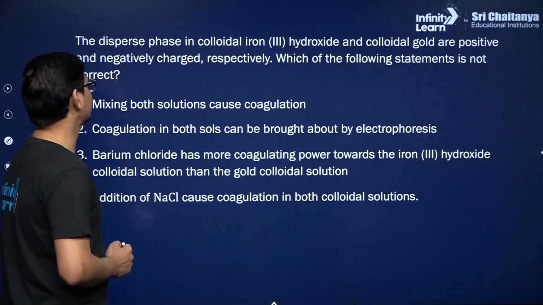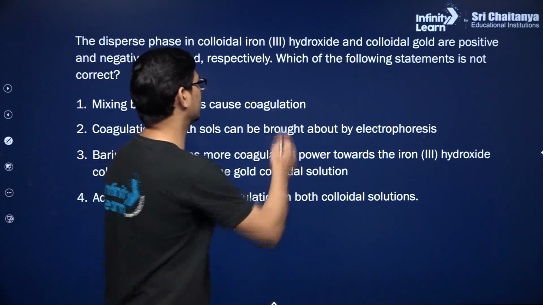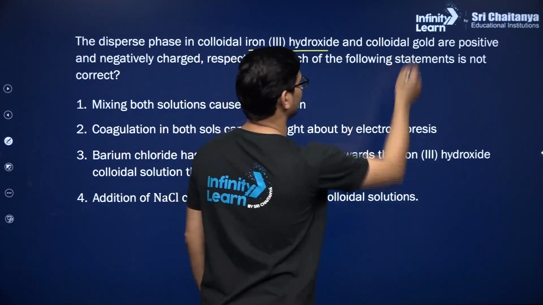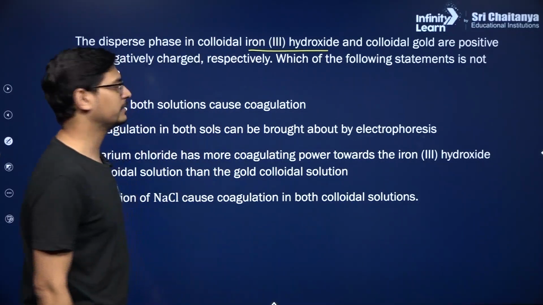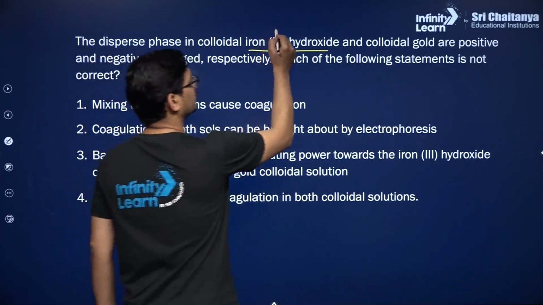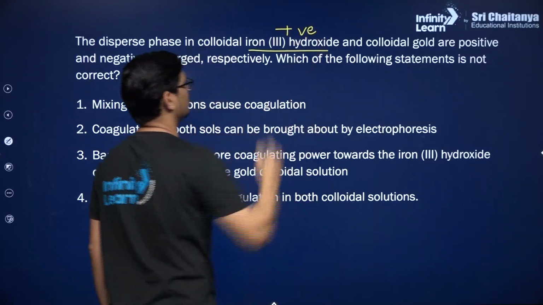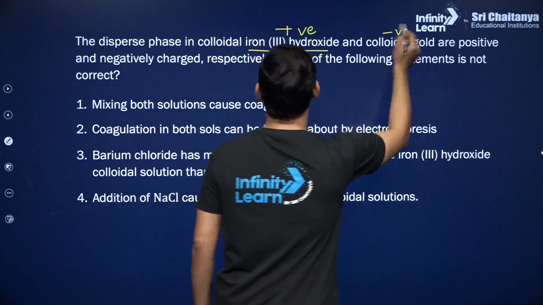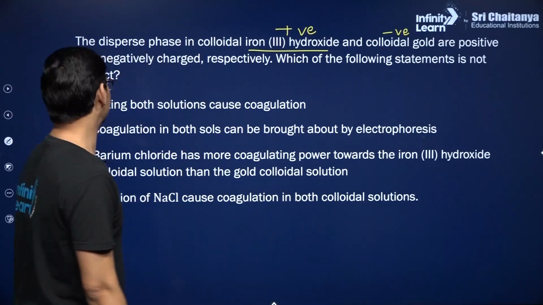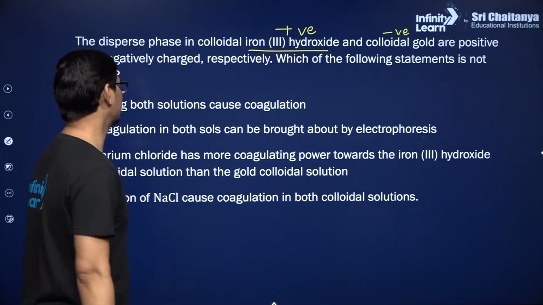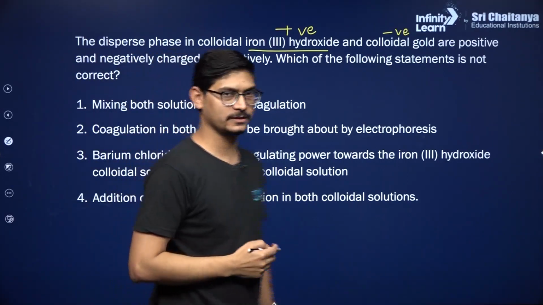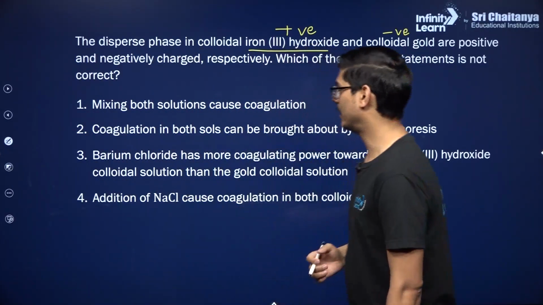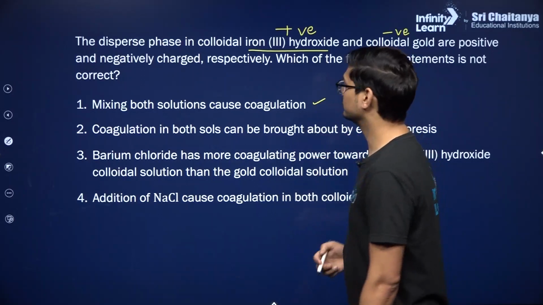The first question was, the dispersed phase in colloidal ferric hydroxide and colloidal gold are positive and negatively charged respectively. That means this colloid is positively charged and gold is negatively charged. Which of the following statements is not correct? Mixing both solutions causes coagulation. Yes, it's called mutual coagulation. That will happen. So this is correct.